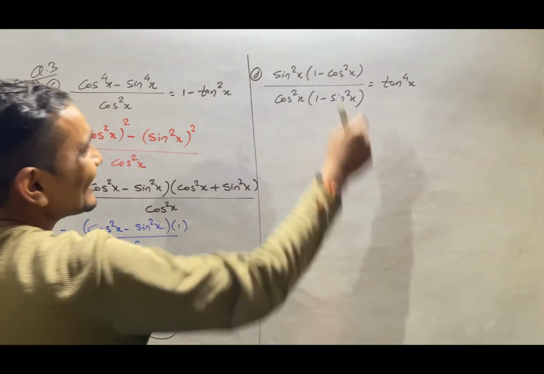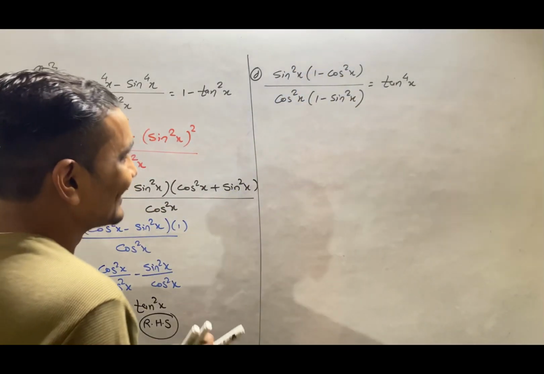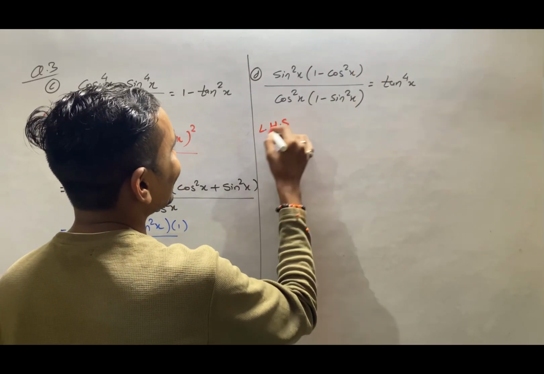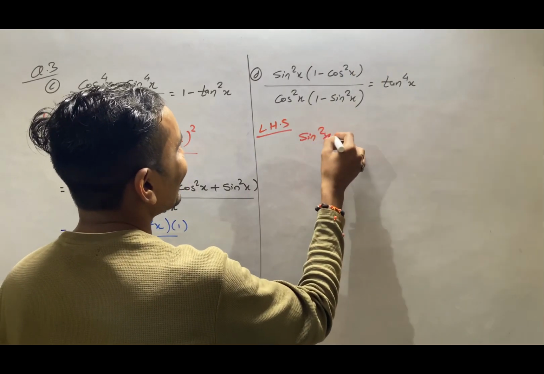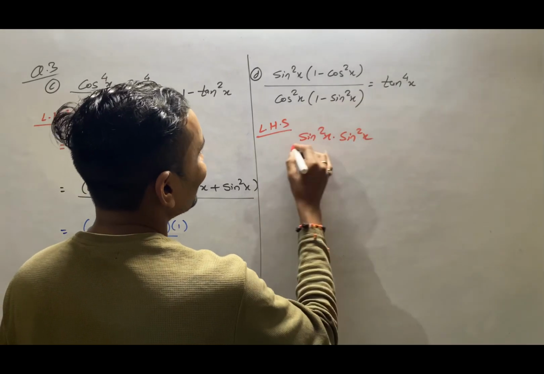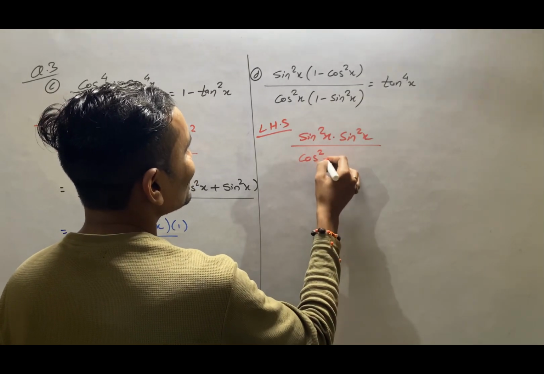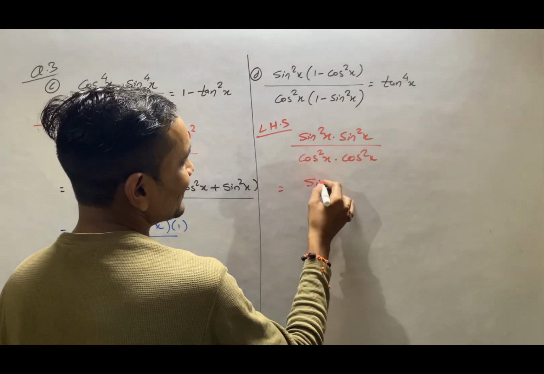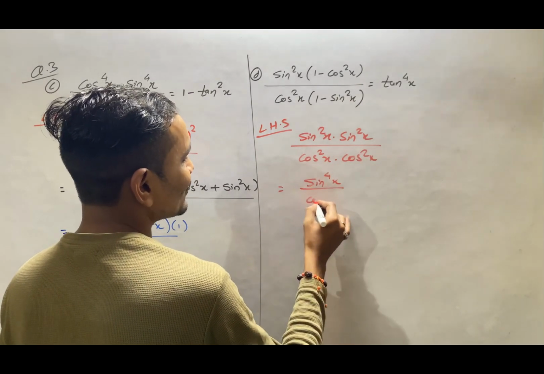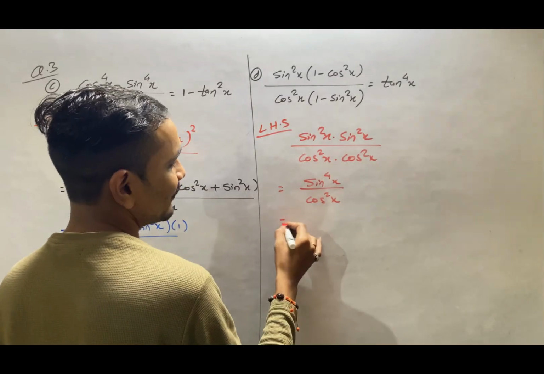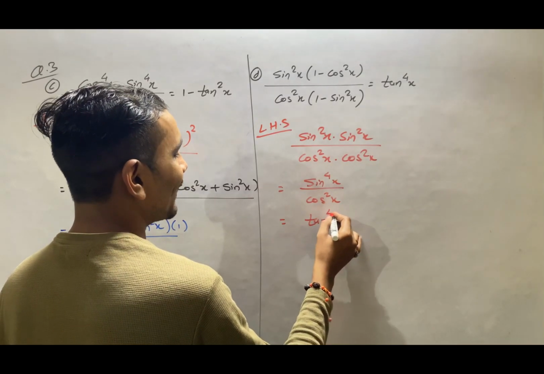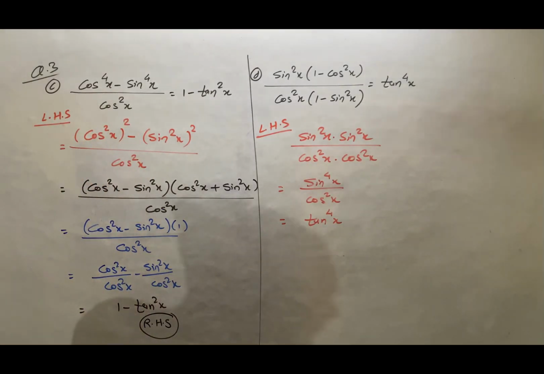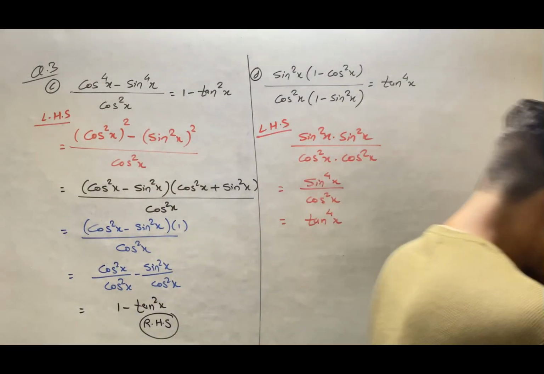You can write sin square x. This is sin square x, this is cos square x. So in LHS, the basic thing: sin square x times sin square x over cos square x times cos square x. So sin raised to 4x over cos raised to 4x, and sin over cos is tan, tan raised to 4x, right? So let's take a note.